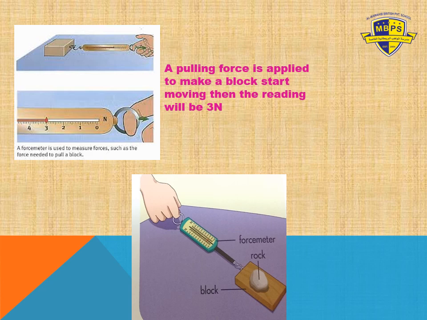So how much? Will it be more than 3 Newton, or how much will it be? A heavy rock is placed on the block. A pulling force is then applied to make the block start moving. Then the reading will be more. Yes, very good. And how much is it? 18 Newton. How much is it, grade 2? Yes, tell me one more time. It will be more, it will increase, and as you can see in the picture, it's 18 Newton. Very good. It means you understood. Keep it up.